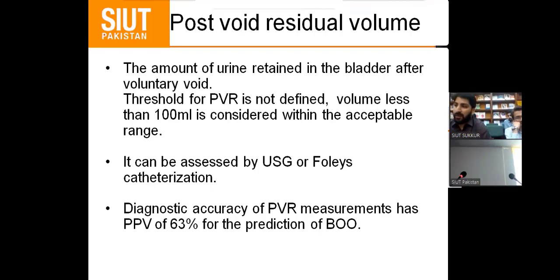Post-void residual volume is the amount of urine retained in the bladder after a voluntary void. The threshold of post-void residual volume is not defined. A volume less than 100 ml is considered within the acceptable range. The post-void residual volume can be assessed by ultrasound or Foley's catheterization. And the diagnostic accuracy of post-void residual volume measurement has a positive predictive value of 63% for the prediction of bladder outlet obstruction.